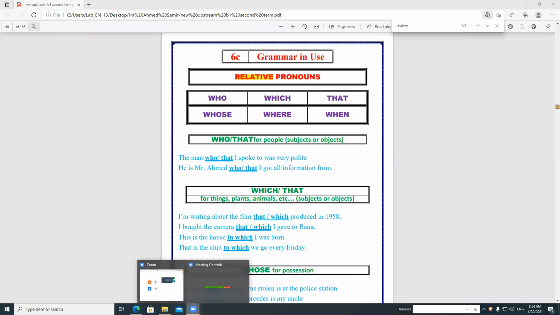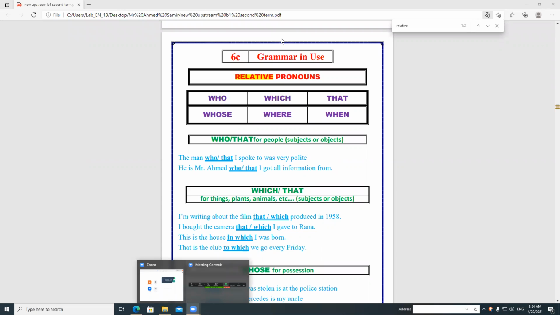Good morning, all. Today we are going to explain the relative pronouns. The lesson is named relative clause.